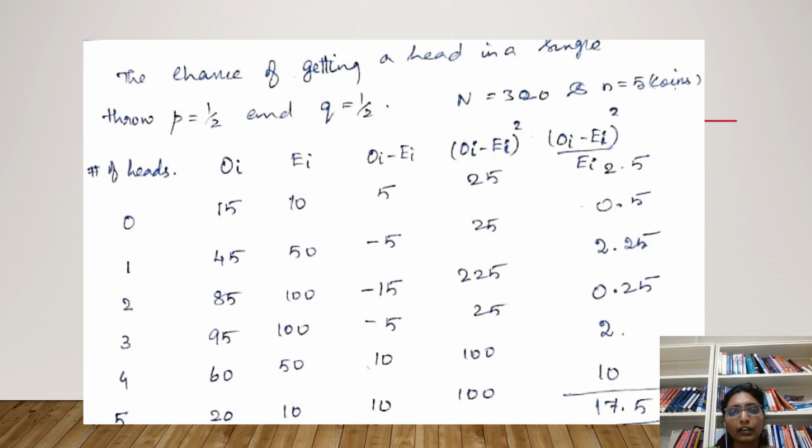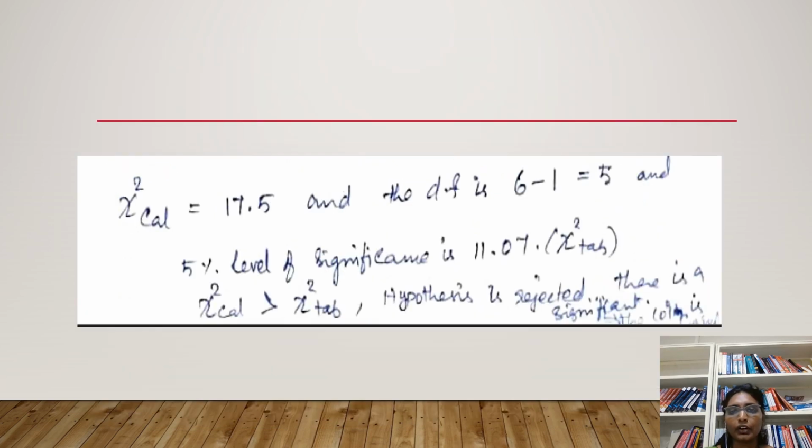And then you have to compute Oi minus Ei, that is observed value minus expected value, and the square of this, and then (Oi minus Ei) whole square divided by Ei. That means this value divided by the corresponding Ei, that is 10. Here 25 divided by 50, and 225 divided by 100. Likewise, you have to calculate all the values and total them, that is the sum. So after that, you put it in the table. This value is called the chi-square calculated.